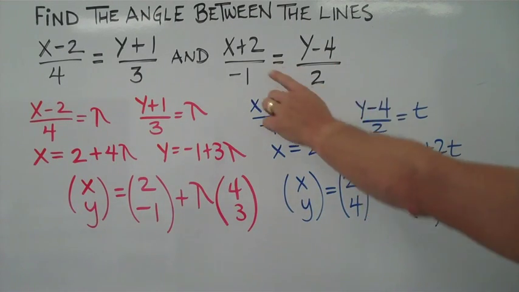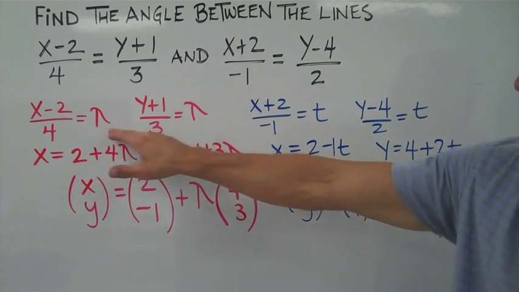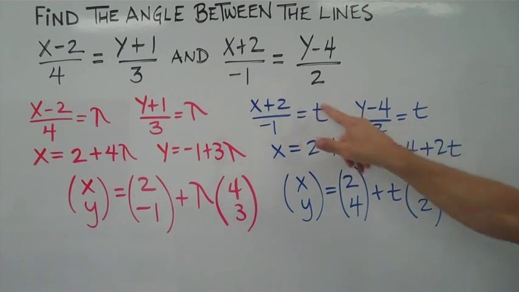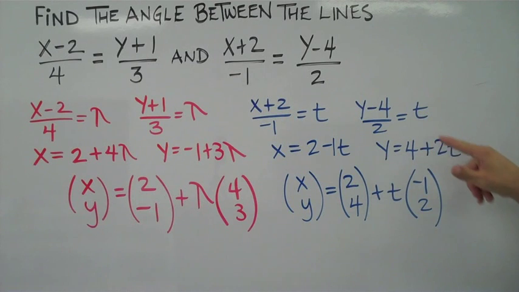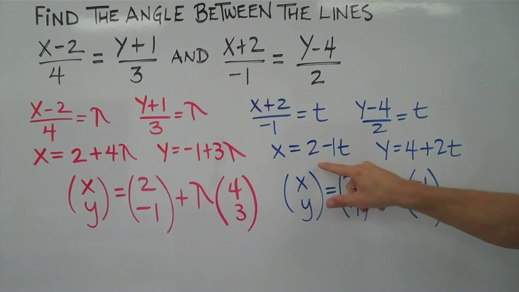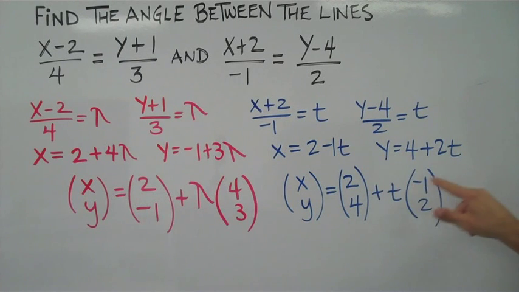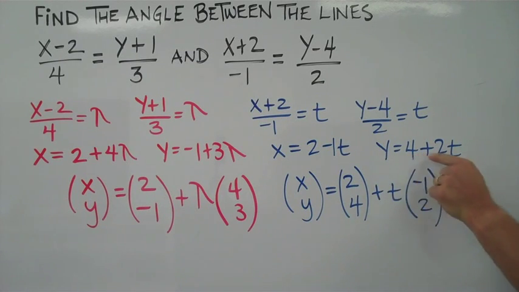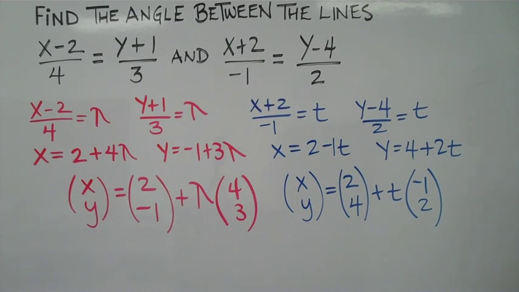In this case, if I have x plus 2 over negative 1 equals y minus 4 over 2, I know they're equal to some constant. I'm not going to use the same constant. This time I'll call it t. X plus 2 divided by negative 1 is equal to t. Multiply by negative 1, subtract 2, and I get this statement. Y minus 4 divided by 2 equals t. Multiply by 2 and add 4, and I get this statement. Well, here's my parametric form. I can write it as x over y is equal to, take your x, it'd be negative 2 plus t times negative 1. Put your y row below that. This y goes there, this 4 goes there, and it's t times 2. So now I've got my two vector equations of the lines.